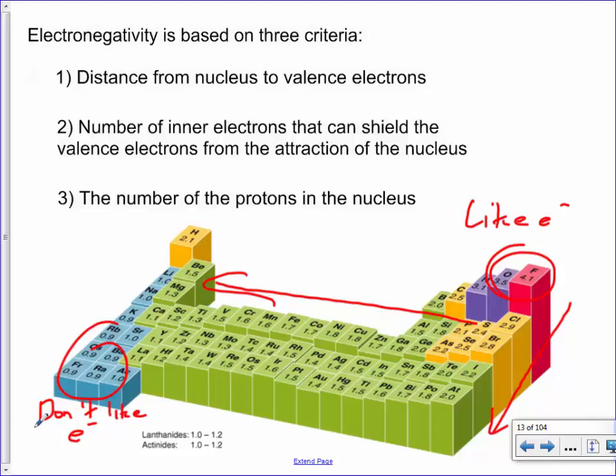And this is the basis of what you guys probably already knew. This is how ionic bonds are formed, where you have an electron, you want an electron, perfect. That's how I make a bond.